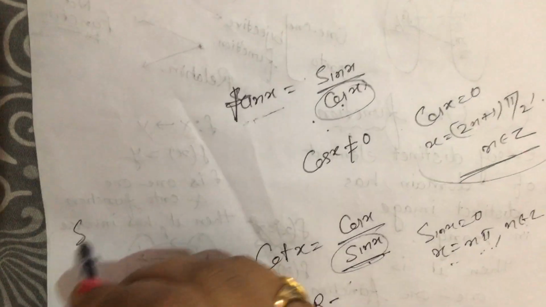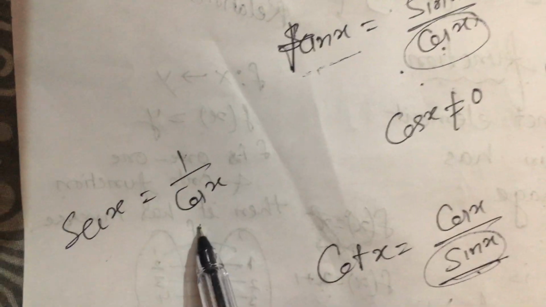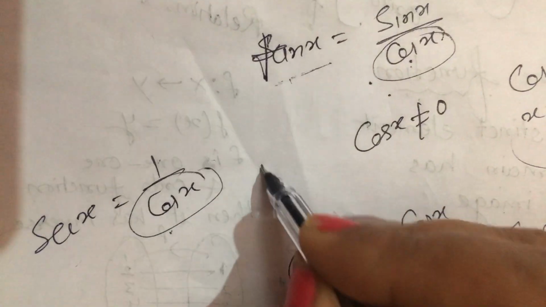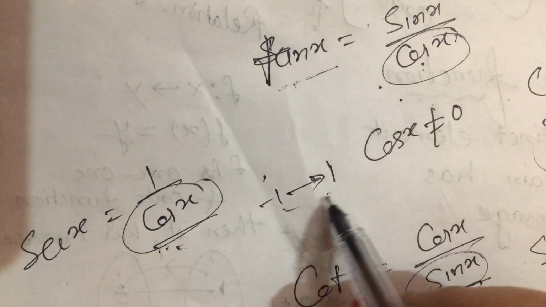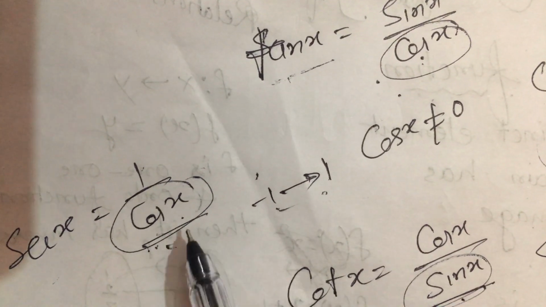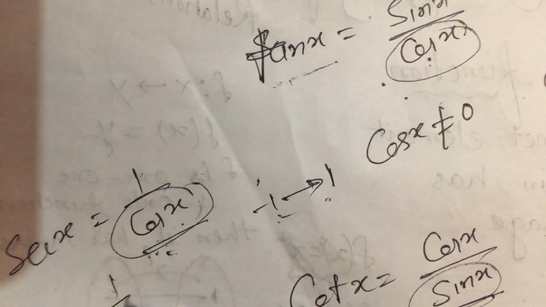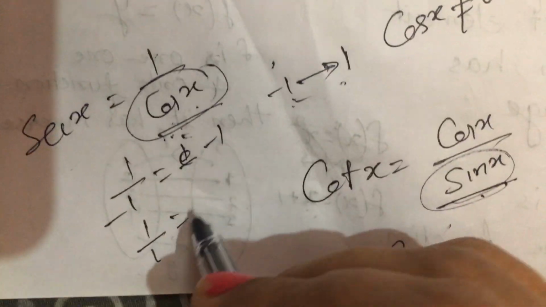Suppose I am taking one example related to this. secant x is equal to 1 by cos x. We know that secant x is equal to 1 upon cos x, and cos x value lies between minus 1 to 1. If I take minus 1, it will be 1 upon minus 1, that means minus 1. If 1 upon 1, it is 1.